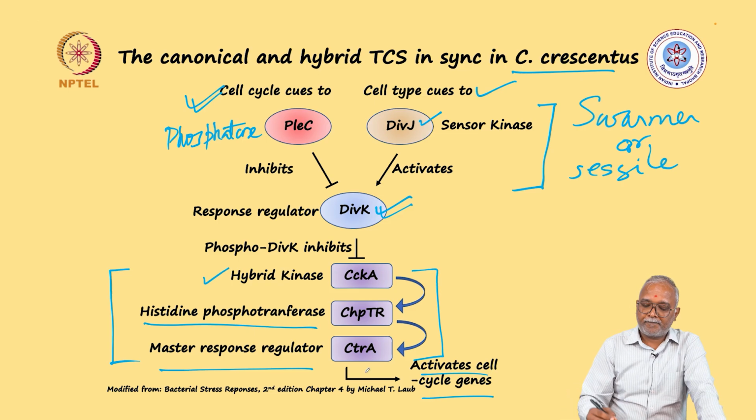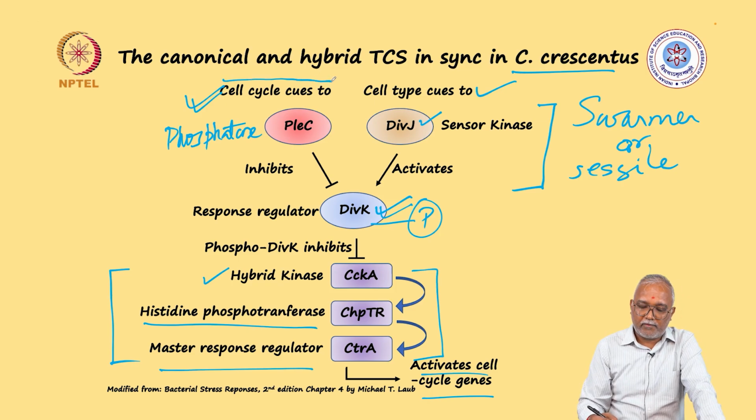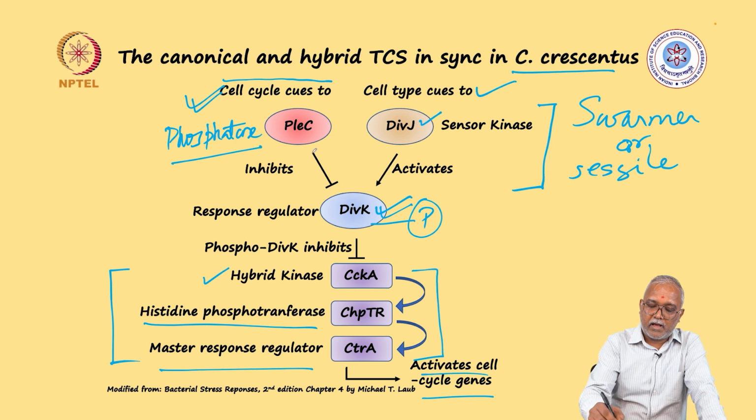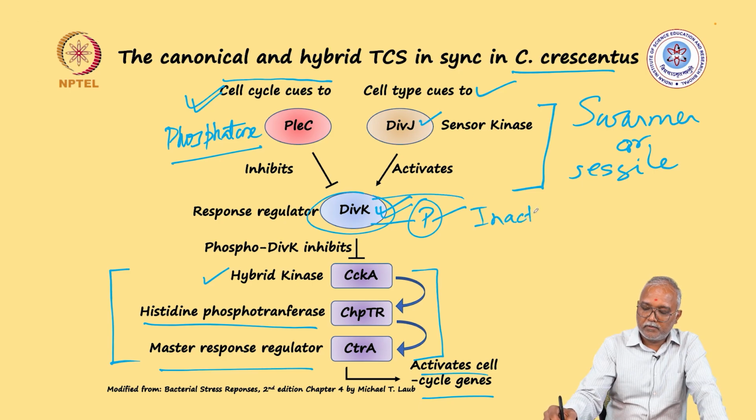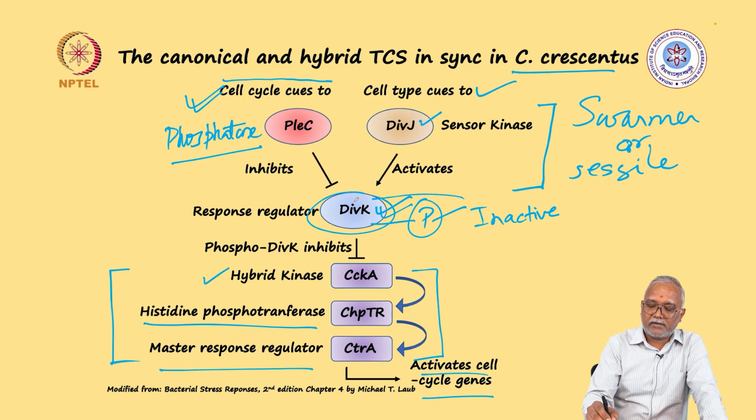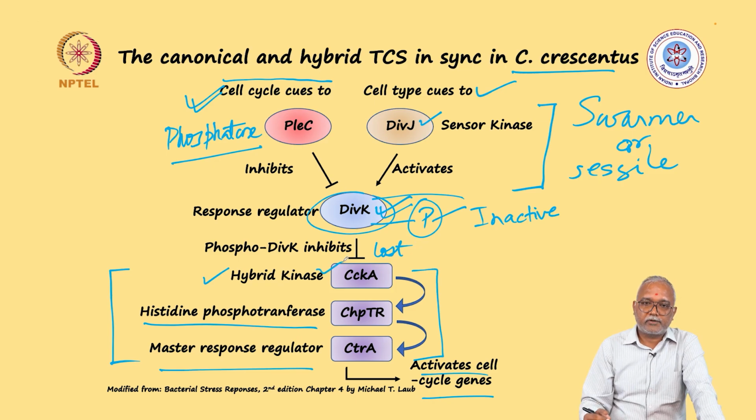In a situation where DIV-K is inhibited, when I say DIV-K, it's the phosphorylated DIV-K which is inhibited. How will that be inhibited? If for a given condition cell cycle cues overwhelm, they activate the phosphatase and remove this phosphate group from DIV-K, which makes it inactive. When this is inactive, this inhibition is lost. Now this kinase is ready to function.